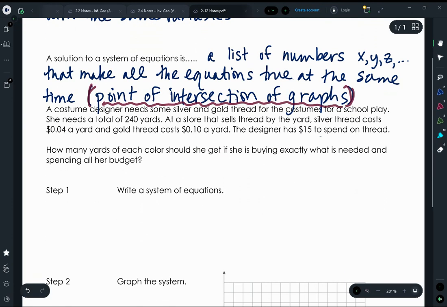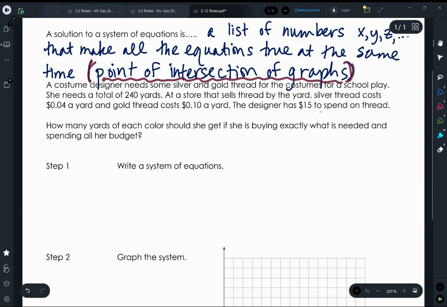All right, so looking at our word problem now. A costume designer needs some silver and gold thread for the costumes for a school play. She needs a total of 240 yards. At a store that sells thread by the yard, silver thread costs 4 cents a yard and gold thread costs 10 cents a yard. The designer has $15 to spend on thread.